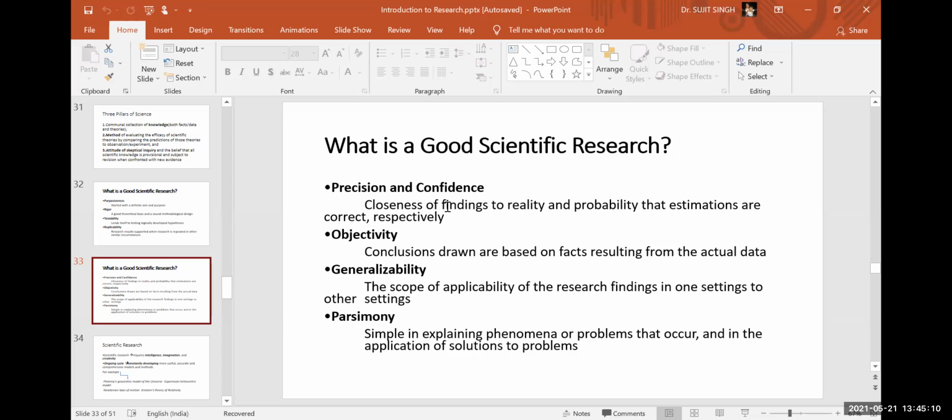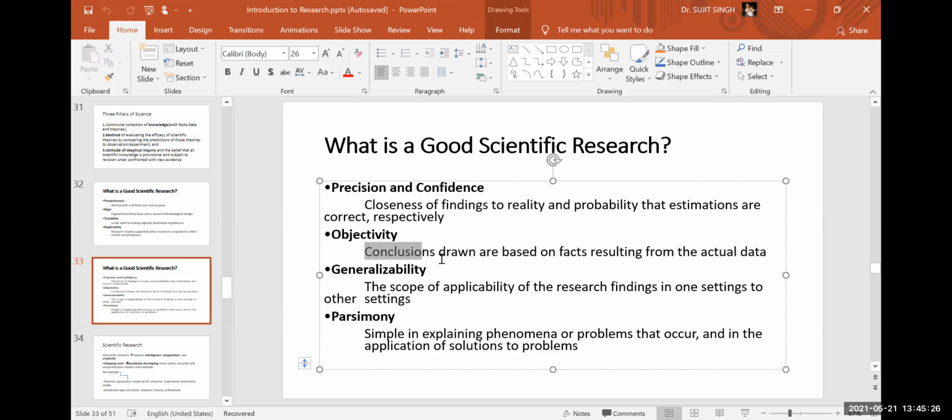Either there is some relationship between the two variables, three variables, or there is no relationship. That has to be confirmed. So anyway, both ways, you are going to get some information, some new things. Objectivity: always I say, don't believe in your subjectiveness, be objective, believe in the facts, figures, data.